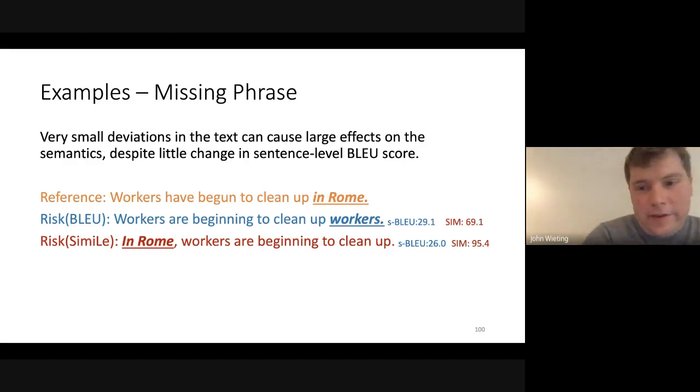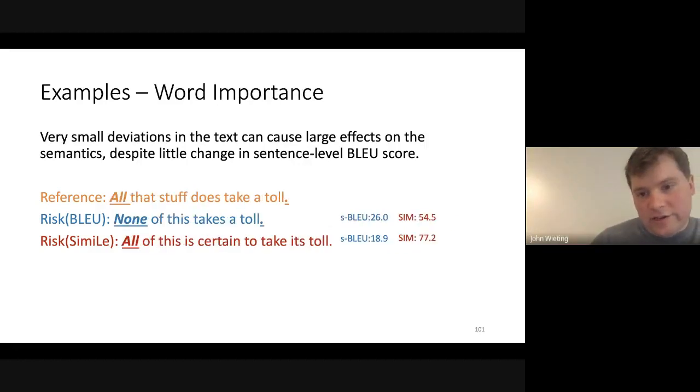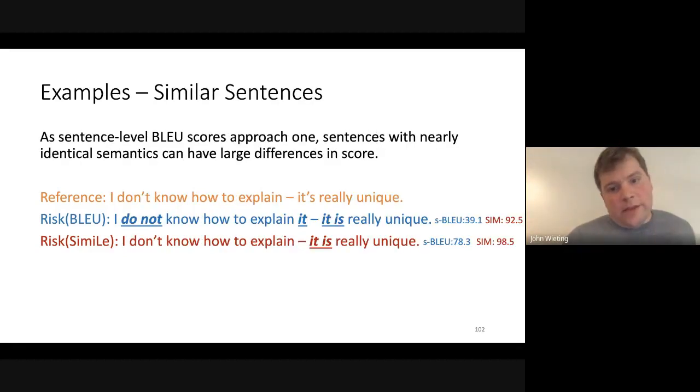Moreover than that, these are common issues with BLEU that I'm sure everyone knows about. Very small deviations in text cause large effects on semantics despite little changes in the BLEU score. So here are outputs of our risk BLEU, our risk simile for different settings. Here, there's information missing in the risk BLEU case. It's not reflected in the BLEU score, but it is reflected in the sim score. Here there's a contradiction, again, not reflected in the BLEU score, but it is reflected in the sim score. And here's a case where both sentence outputs are fine, but the BLEU scores are drastically different, kind of giving a confusing signal to the outputs.